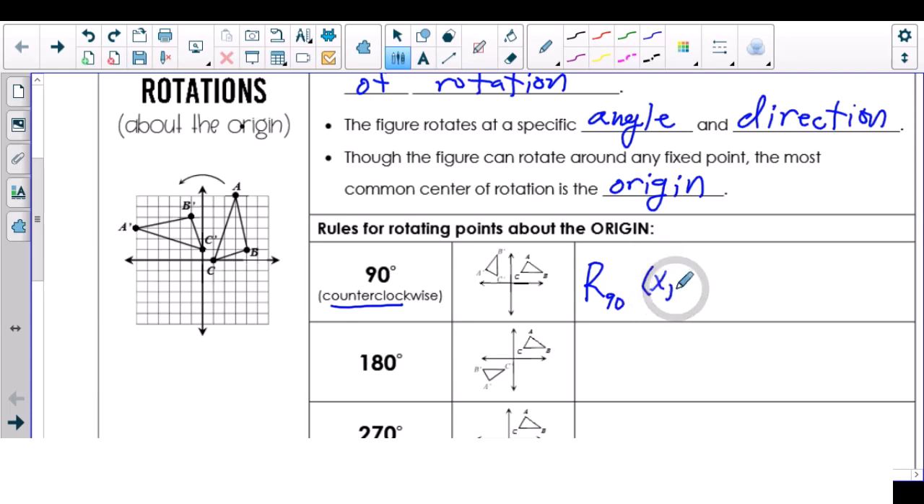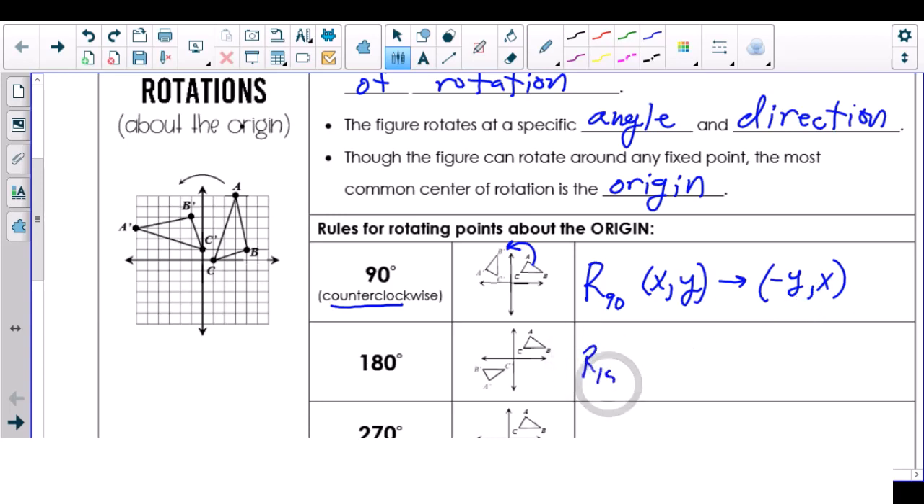So rotation of 90 follows this rule. You take your x and y values and you trade their places and you change the sign of the y. So you have (x, y) and it changes to (negative y, x). So you can see an example of that. It was right here and it rotated over there 90 degrees in a counterclockwise fashion. And so this is how we can write the rule for that.